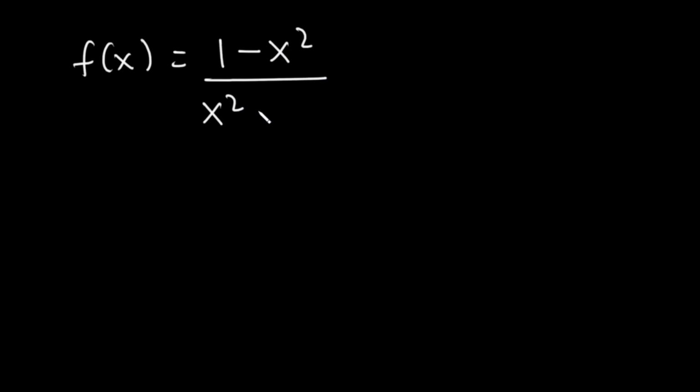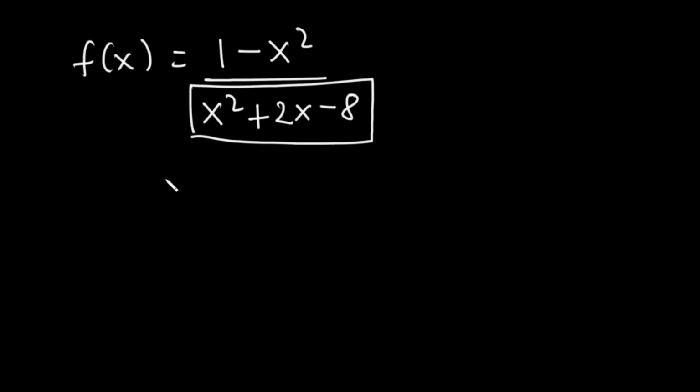So now let's try this one. What is the domain of the function f of x is equal to 1 minus x squared divided by x squared plus 2x minus 8? Now as usual, because we have a rational function, we need to equate the denominator to 0. So it's going to be x squared plus 2x minus 8 is equal to 0. So now we need to factorize this equation.